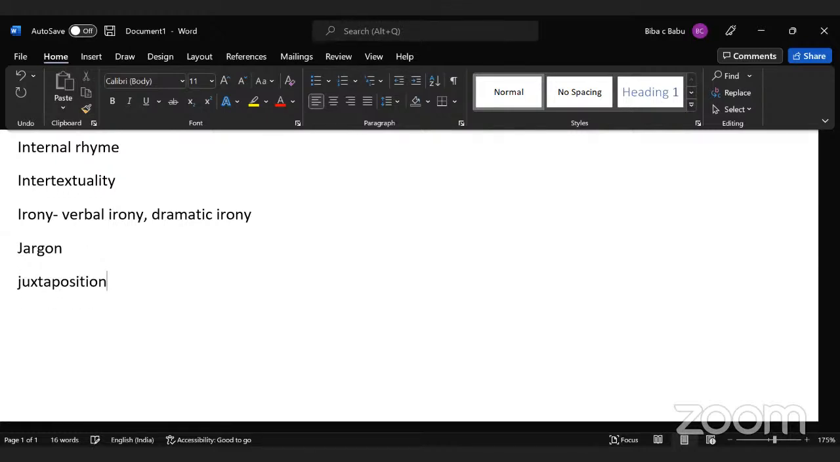juxtaposition. Juxtaposition means the act of placing two or more characters, ideas, or situations side by side in order to compare and contrast. Two things, maybe two characters or two ideas or two situations, will be brought together and kept side by side, and there will be a comparison. They'll compare and contrast these two.